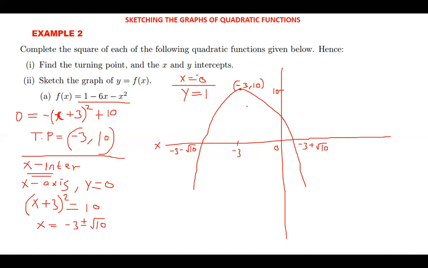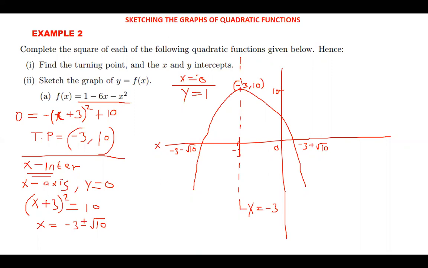And then you also don't forget to add the axis of symmetry. You just label it to say this is x is equal to negative 3. So this is all about sketching. This is how you sketch the graphs of quadratic functions.